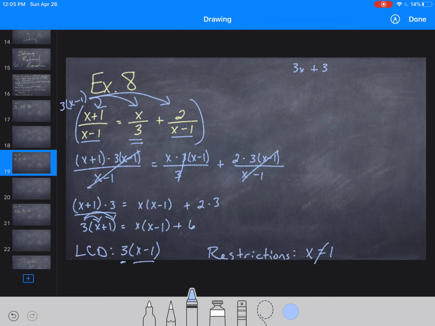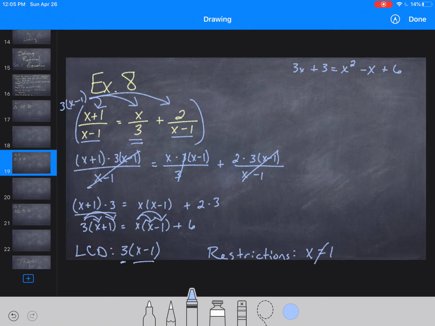Now I'm going to use the distributive property so I can simplify some more. 3 times x gives me a positive 3x. 3 times a positive 1 gives me a positive 3, equals x times x gives me a positive x squared. x times a negative 1 gives me a negative x. And I still have my positive 6.